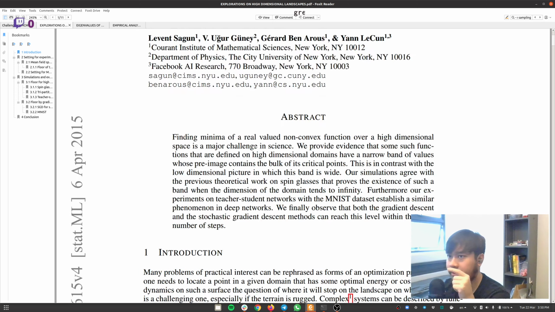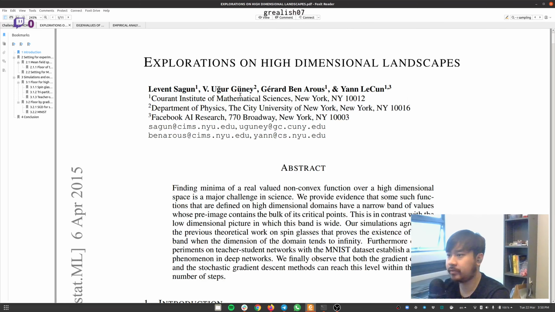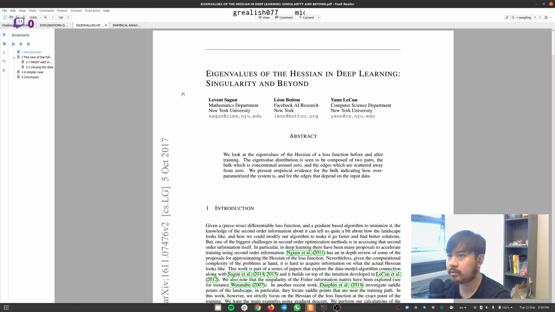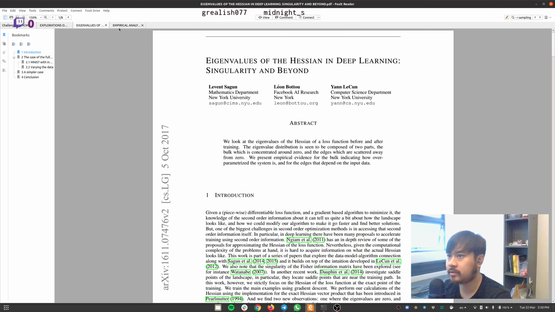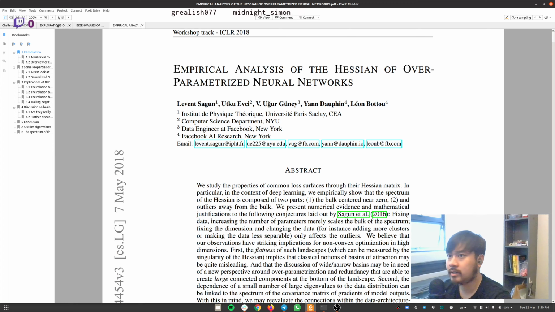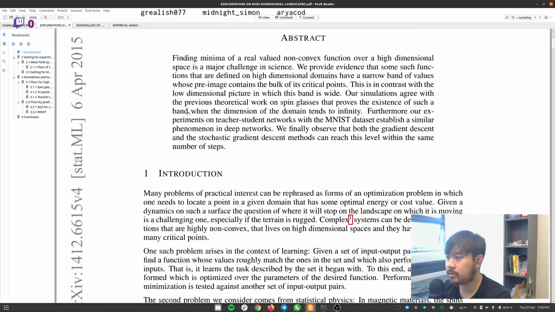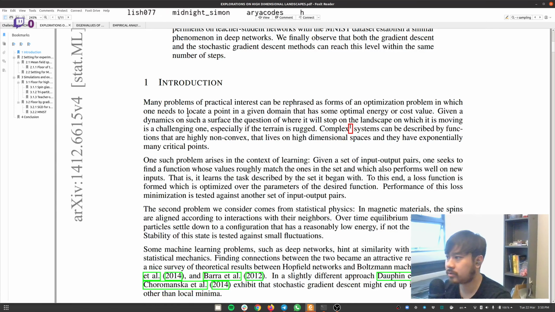So this particular first one might not be super related, but I figured it's relevant. The next two would be eigenvalues of the Hessian and then the empirical analysis of the Hessian. So that would be directly on the nose, but this is quite relevant as well, of course.